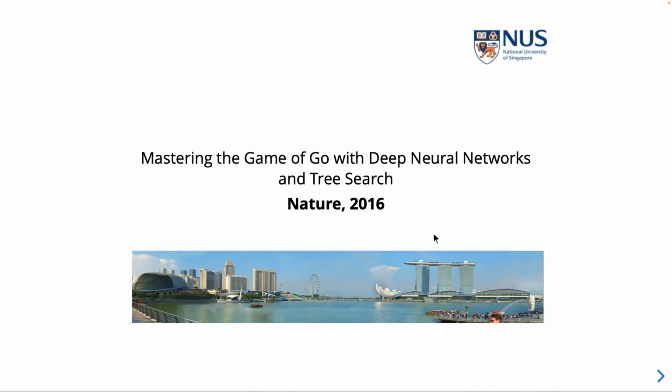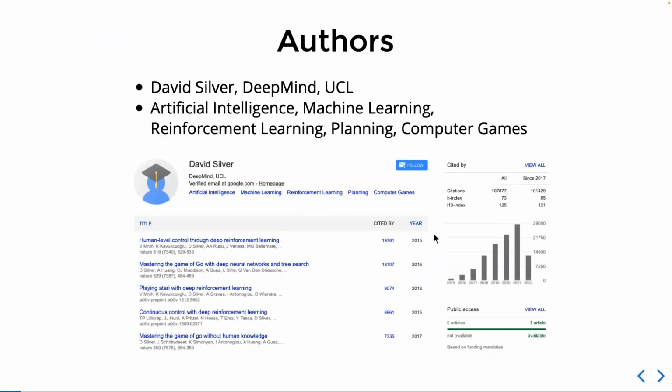Okay. Good afternoon, everyone. Today I will present the work AlphaGo. It's published in Nature 2016. There are two co-first authors. The first co-first author is from DeepMind, and he's also a professor in UCL. His research interests are AI, machine learning, reinforcement learning, planning, and computer games.